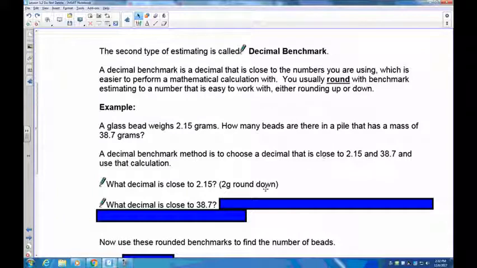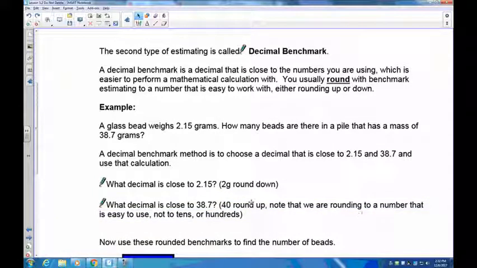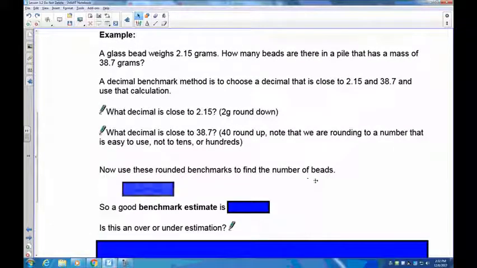Now 37 and 7/10, that one rounds up to 40 very easily. Now the reason I chose 40 is because 40 divided by 2 is an easy math question to do. Half of 40 is 20. So a good benchmark, 20 beads is my estimate.